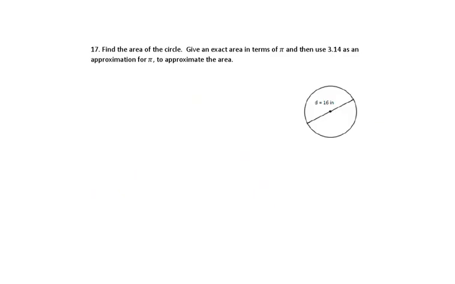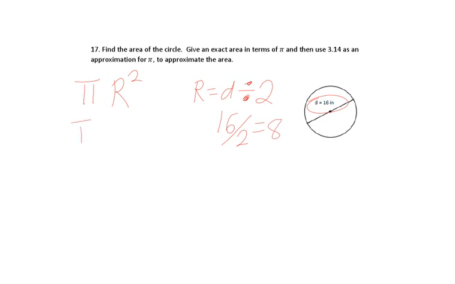17 wants us to find the area of a circle. And the area for a circle is pi r squared. Well, first of all, I have to find out what r is. R is just d divided by 2. So 16 divided by 2 is 8. So when I put it into the formula, it becomes pi times 8 squared, which results in 64 pi. And this is the exact answer.